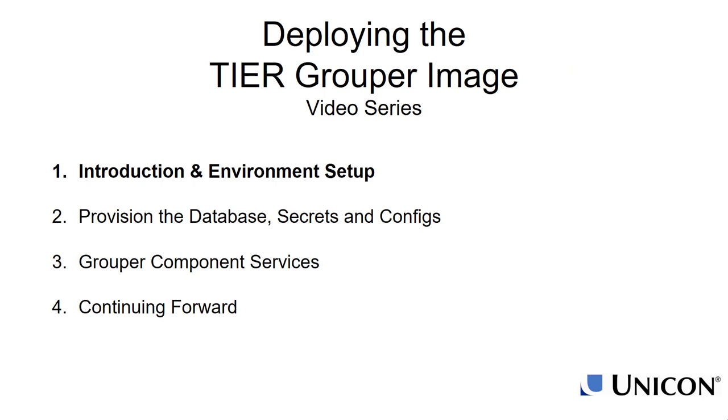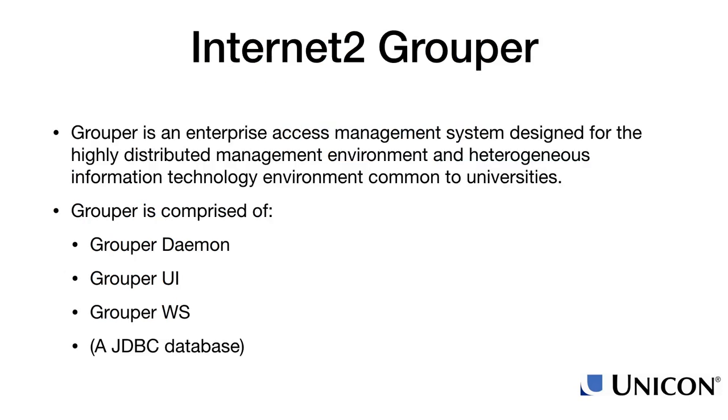In the first video, we'll introduce what we're doing and talk about the environment setup that we're using. In the second video, we'll talk about provisioning the grouper database and setup using Docker secrets and Docker configs. In the third video, we'll deploy the various grouper components as Docker services. In the final video, we'll talk about things you can do to continue your progress in working with the Tier Grouper image.